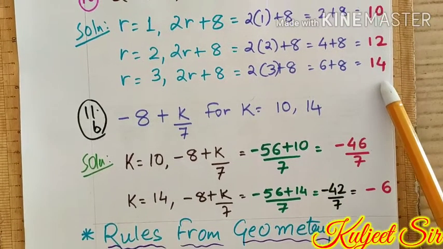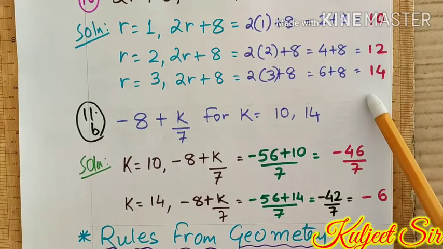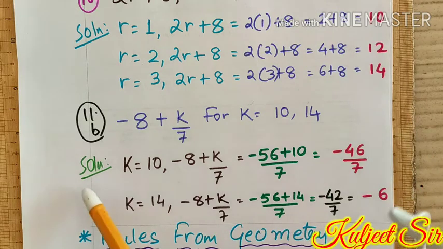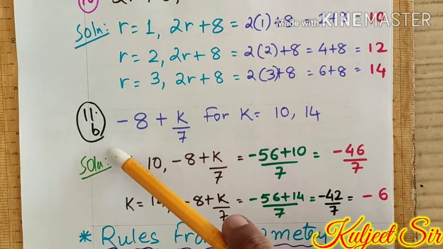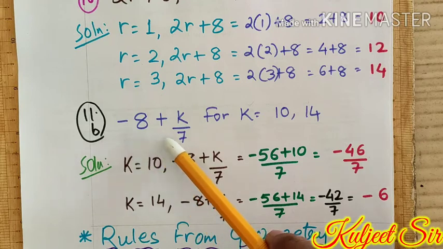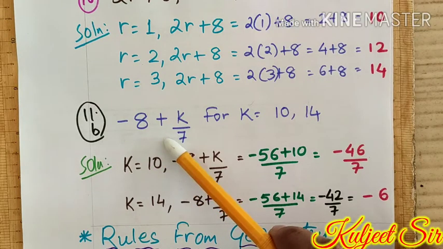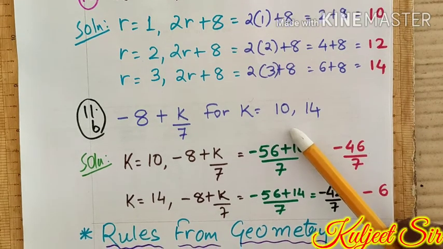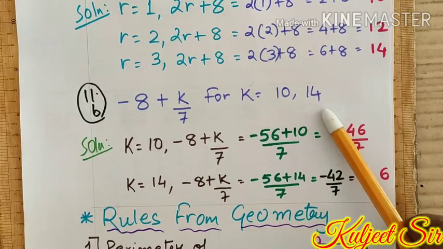Now let us take example number 11. We'll talk about example 11. Here also we will be putting in values. In 11, we'll be taking some number b. Let us take some number b, which is something like minus 8 plus k upon 7, where the values of k that we will be taking will be 10 and 14.